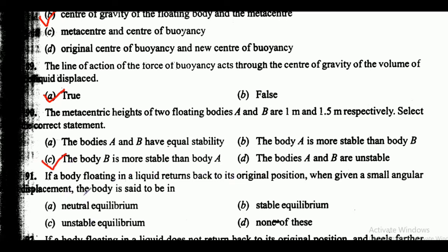Next is if a body floating in a liquid returns back to its original position when given a small angular displacement, the body is said to be in. Here friends, these are the options and here correct answer is option B, that is a stable equilibrium.